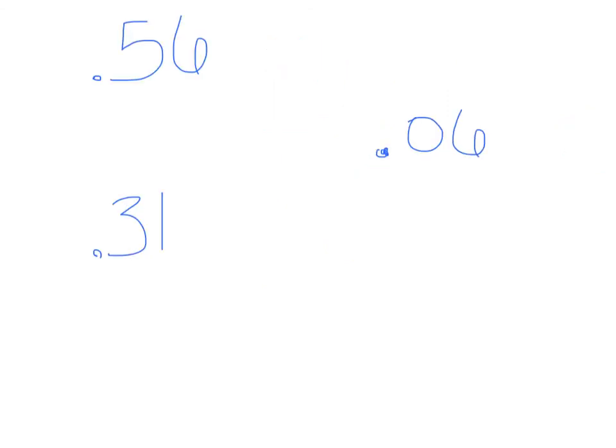I'm going to talk about how I can turn these three decimals into percents. To turn 0.56 or 56/100 into a percent, I simply move the decimal to the right twice. So this in percent would be 56%.